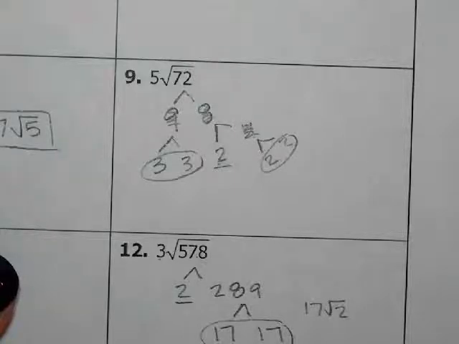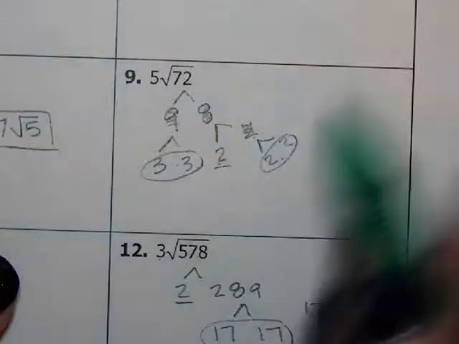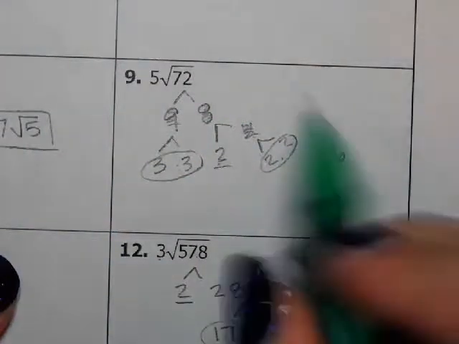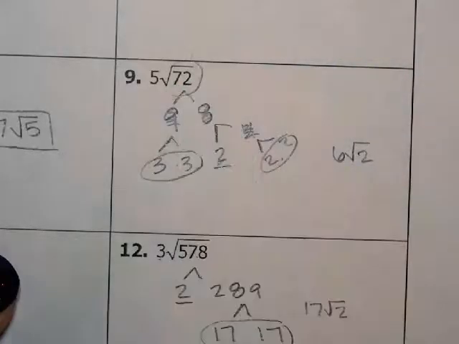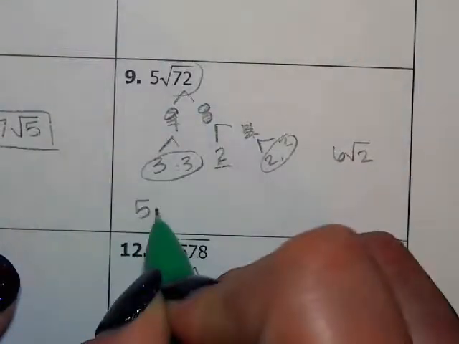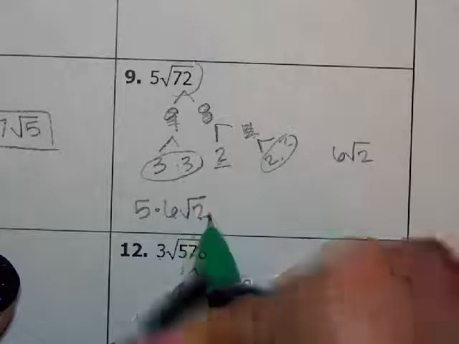Okay, so 3 times 2 is 6 with a leftover 2. That's 6 square root 2. Now that is just the radical. So what do we need to do to completely finish the problem? Stick the 5 in the front. So we got 5 times 6 root 2. And what do we get? 30 root 2.